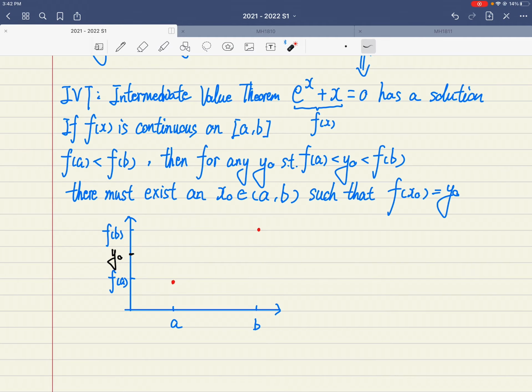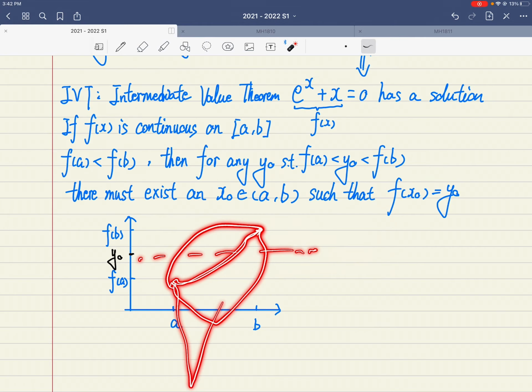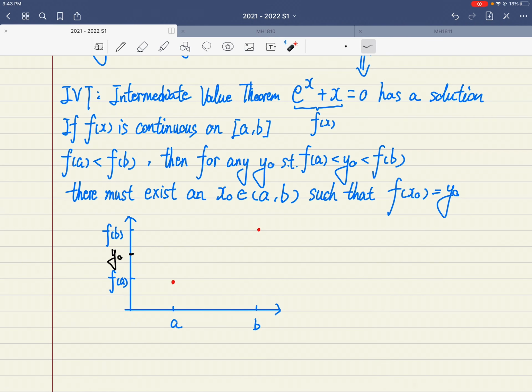Why is there at least one? It's very simple. You try to connect these two dots, and your line or curve, whatever, will always pass this line, as long as it's continuous. No matter how you connect them, no matter how weird the shape is, you're always going to pass this line. That's the intuition behind this.